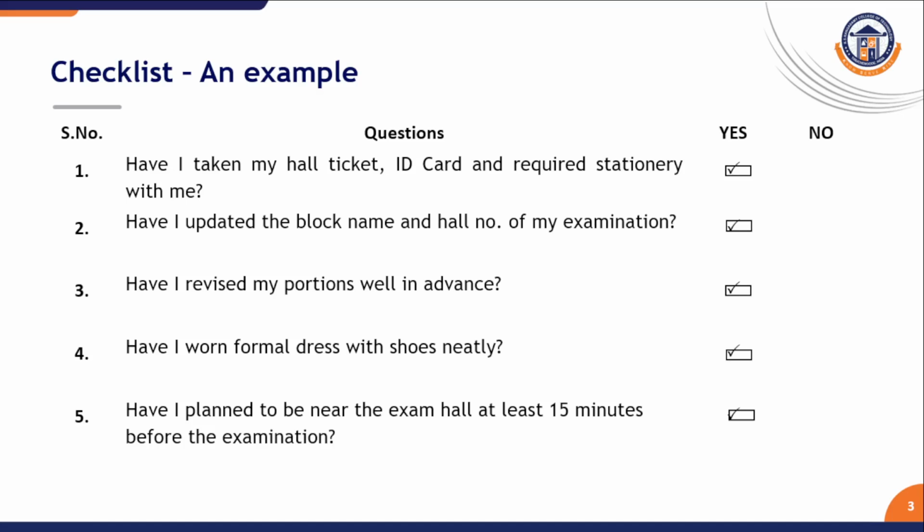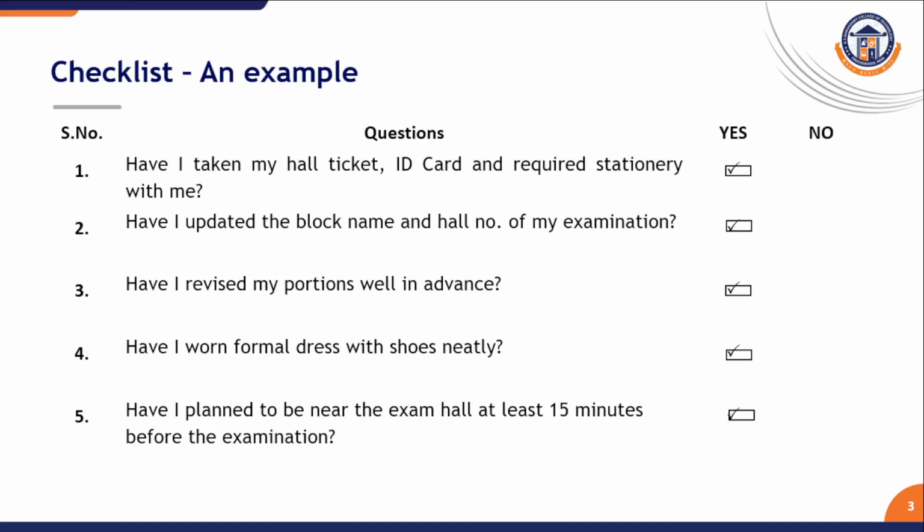If you have been asked to write 10 set of checklists for before attending an examination, and we have the answer on the screen. Now the first question is that, have I taken all my hall ticket, ID card and required stationery with me? If it is affirmative, it is positive, you have to put the tick mark under yes column.